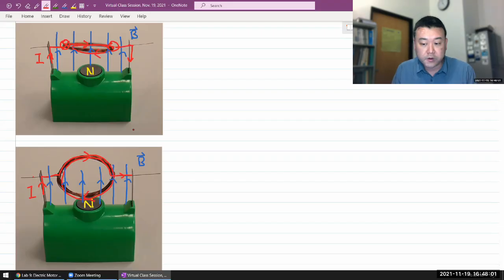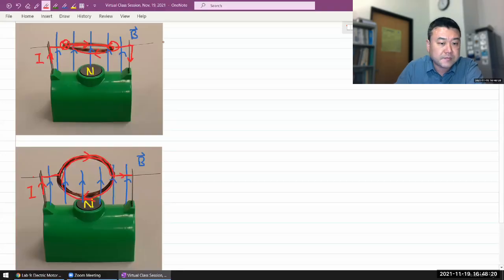And what a motor is, is a torque exerted on a current carrying wire by a magnetic field. That's really all that's necessary for the operation of a motor. So we can quickly analyze what kind of torque is exerted on this current carrying loop by this magnetic field. Let me draw a copy of an illustration of that here.